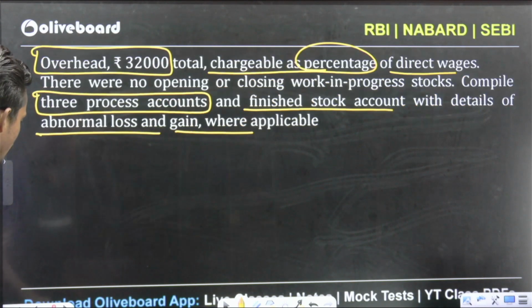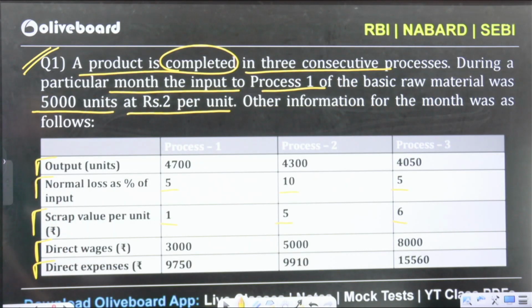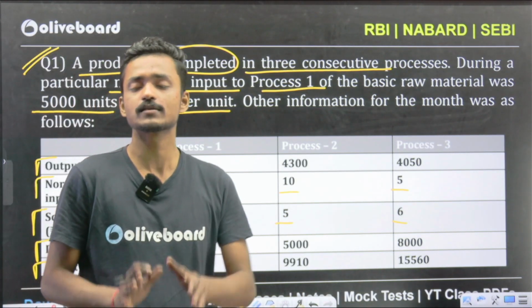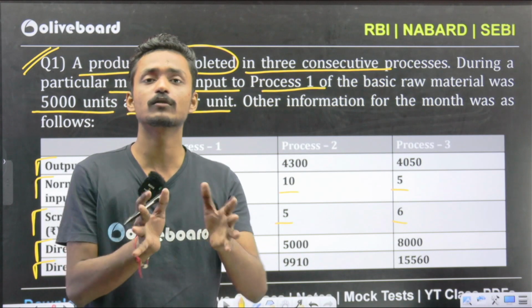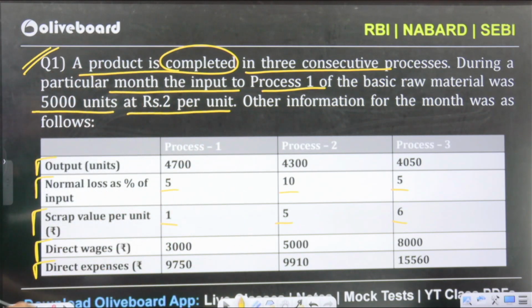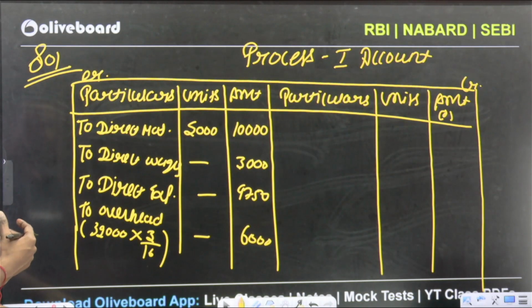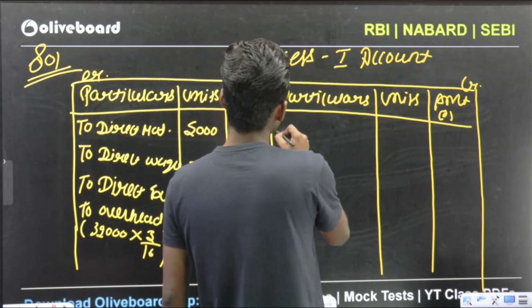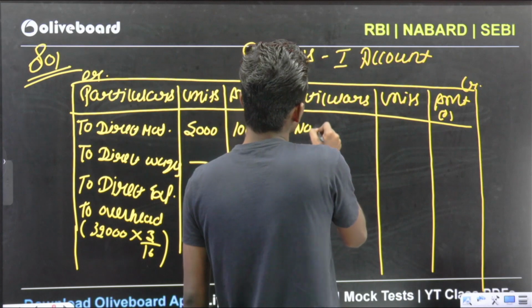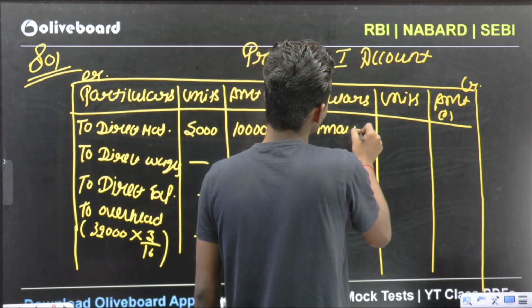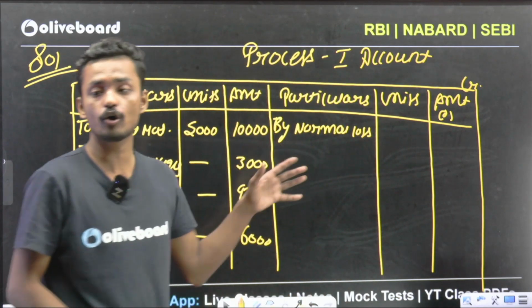Now I have incorporated all the expenses. Next, what things do we have to incorporate? Now we have to incorporate our normal loss in our process 1 account. How will I incorporate the process 1 account normal loss? Here you can write down your normal loss, because this is a part of the production, and that is the reason we are incorporating it over here.